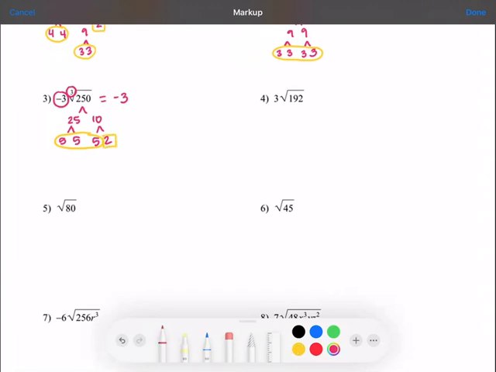So there I have my group of 3 5s, with a 2 left over. So the 5s will come out, and the 2 will stay under the radical. Negative 3 times 5 gives me negative 15, square root of 2.